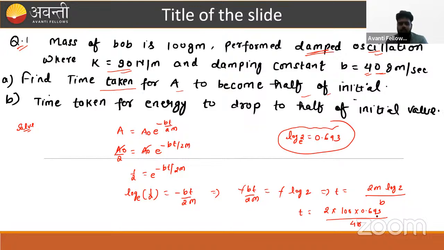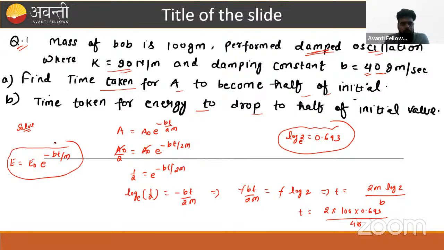We just solve this. Okay. So in the same concept, the next problem asks for the time taken for the energy to drop to half of its initial value. How can we find the energy? For energy, we can write E = E naught e raised to power minus Bt upon m. I hope this is clear.